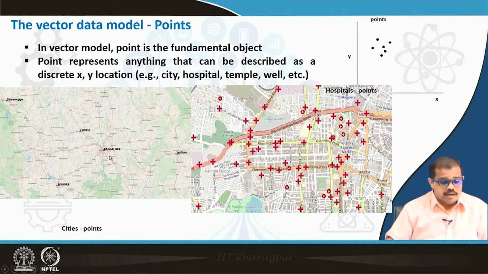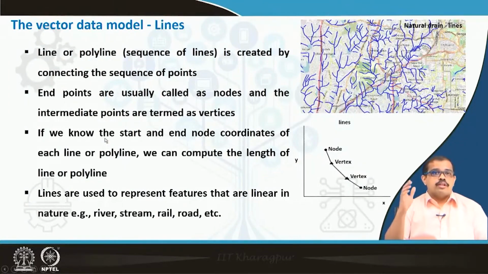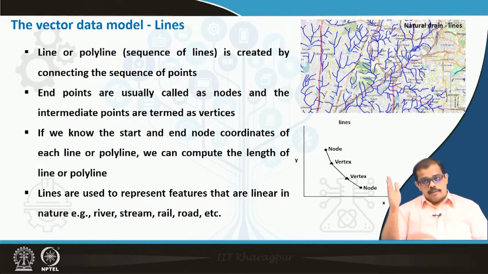Bangalore is a point, Tumkur is a point, Mysore is a point, Vellore is a point. But if you are representing the connection between Bangalore and Mysore, then it becomes a line, a number of line segments, and if you are representing a boundary of Bangalore, then it becomes a polygon. So, now we understood what you mean by points. A point is just an xy coordinate.